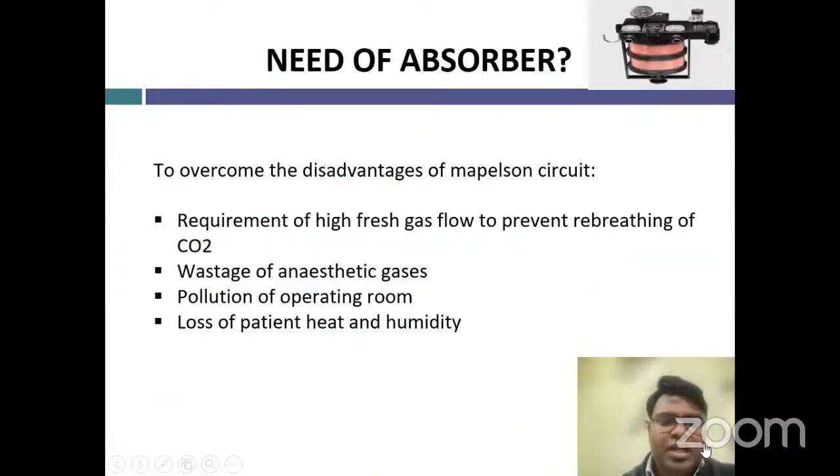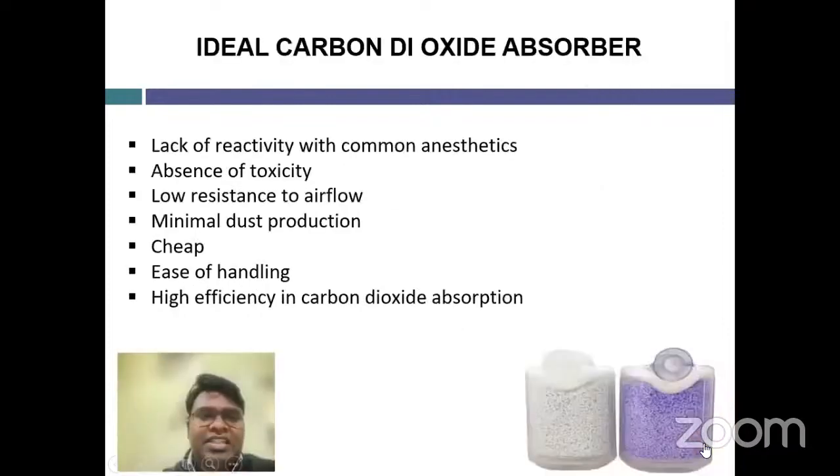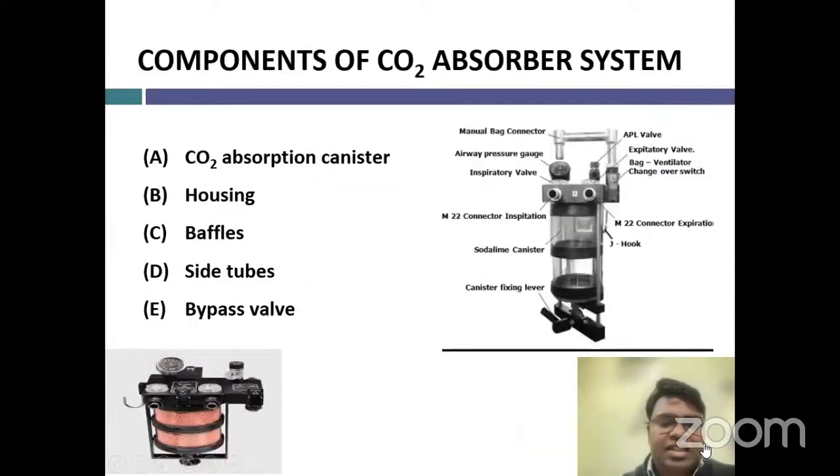The circle absorber was needed to overcome disadvantages of the Mapleson circuit, which includes requirement of high fresh gas flow to prevent rebreathing, wastage of anesthetic gases, OT pollution, loss of patient heat and humidity. An ideal CO2 absorber should be cheap, easy to handle and highly efficient in CO2 absorption. It should also possess lack of reactivity with common anesthetics, absence of toxicity and low resistance to air. There are 5 basic components of a classical CO2 absorber system, namely canister, housing, baffles, side tubes and bypass.